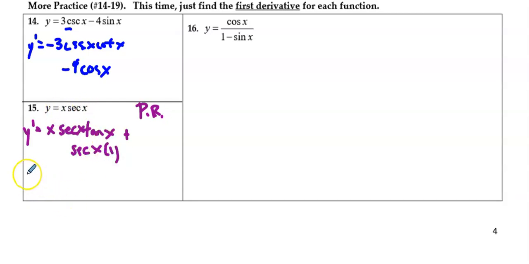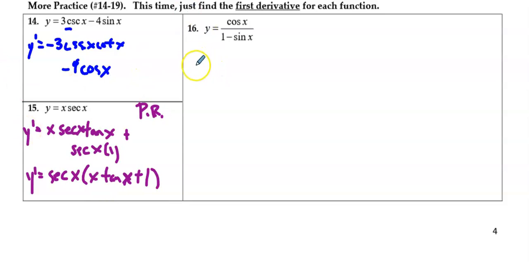And so another thing that we can look at here, and again, that's a legit answer, but we can pull out a secant, right? We can pull out a secant, and we're going to get x tangent of x plus 1. So that's that problem.